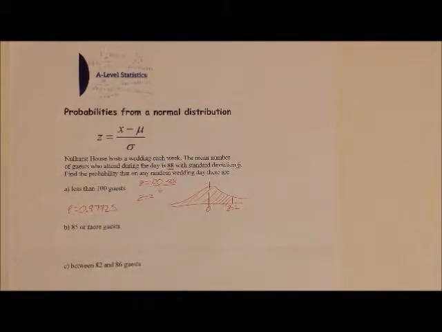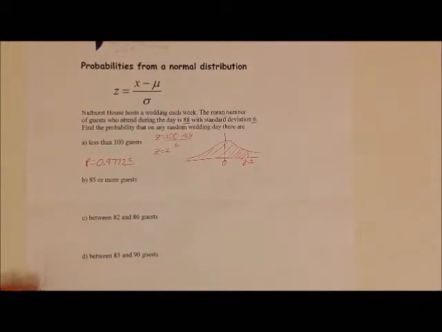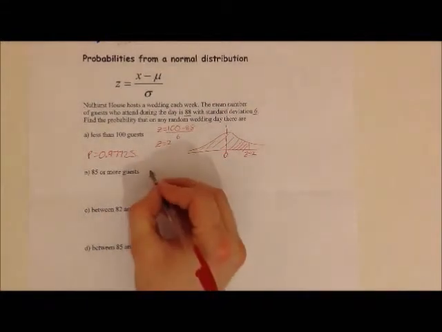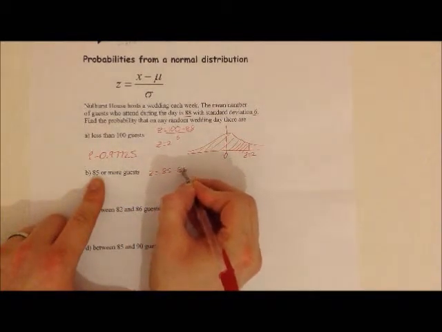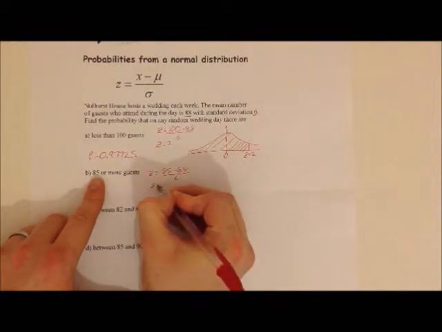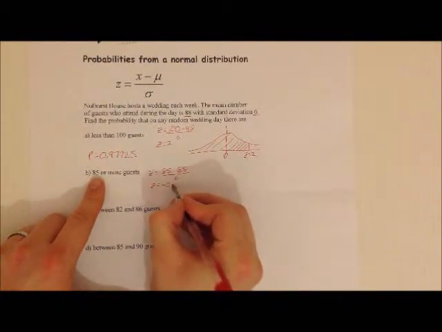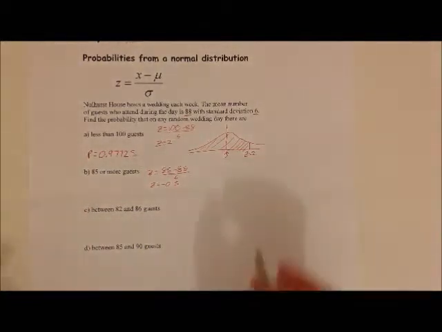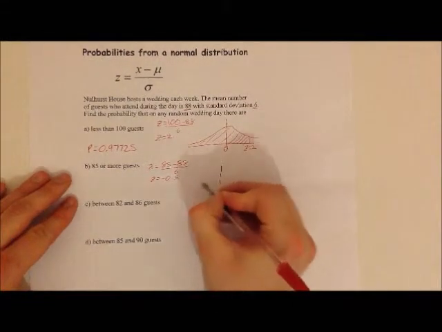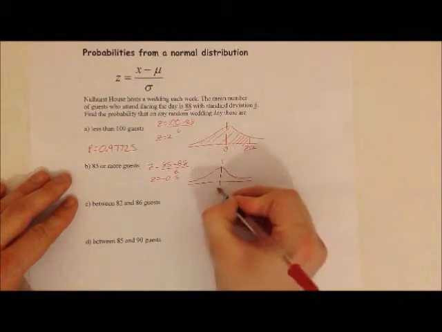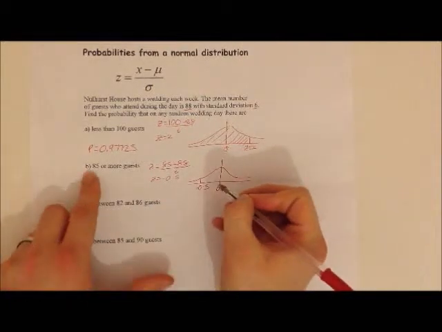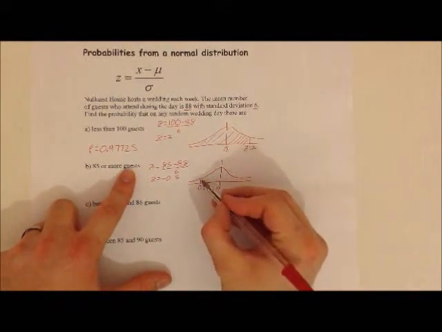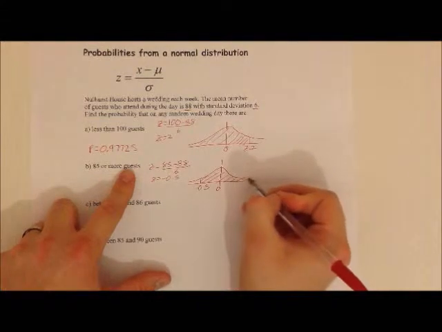Right, I'm going to work out the probability of getting 85 or more guests. Again, we need to apply the standardising formula. So z is equal to x, which is 85, minus 88, divided by 6. That gives me a z-score of minus 0.5. Again, I'm going to draw a little diagram. My z-score here is 0, and minus 0.5 is about here. I want the probability of getting 85 or more guests, so I'm looking at this area here.